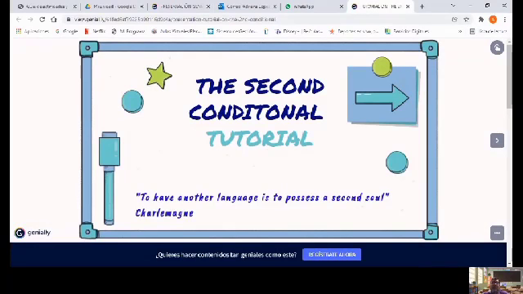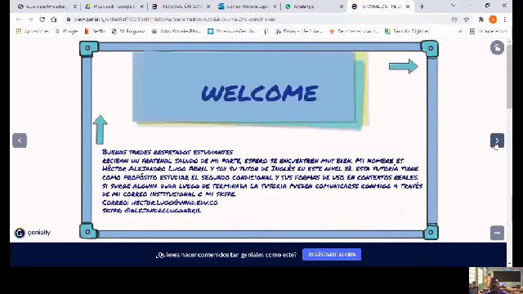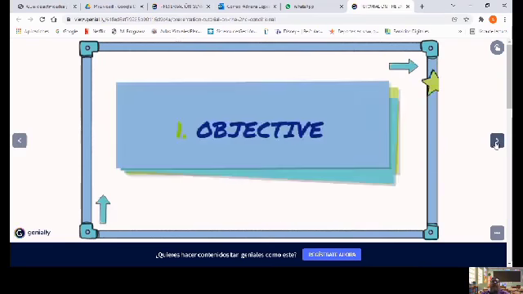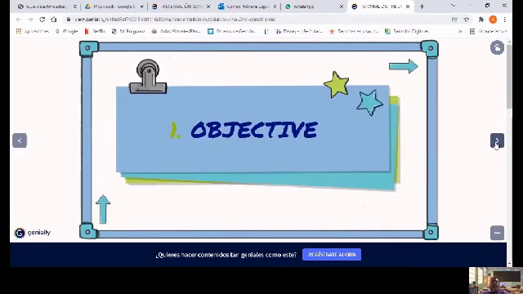So let's switch to English. Well, the main objective of this tutorial is the next one. This tutorial is aimed at studying the second conditional, the way to use it correctly. As you know, the second conditional refers to hypothetical situations or imaginary situations. What's the purpose of the use of the second conditional? To better understand other people and to be understood better.